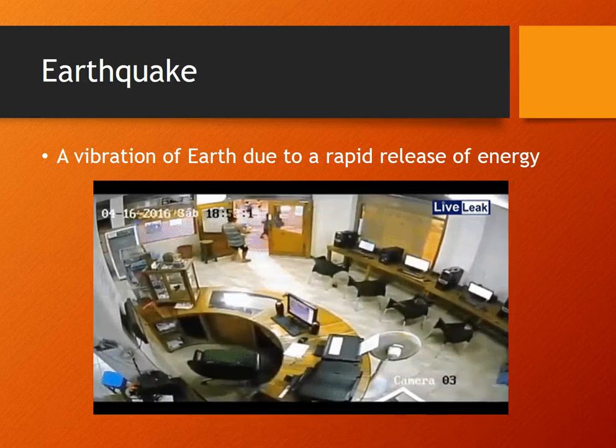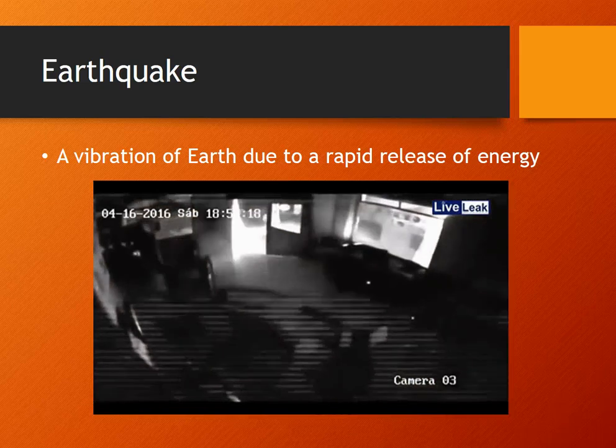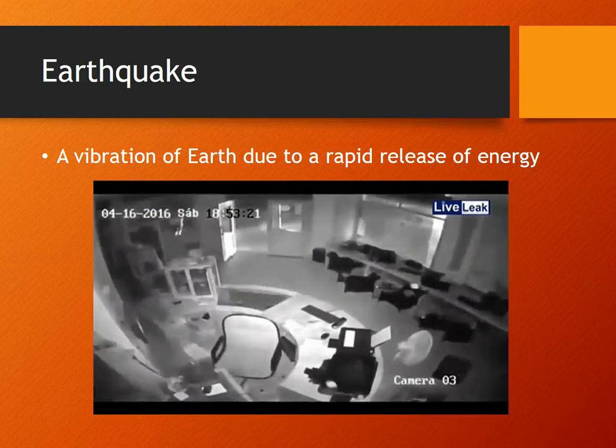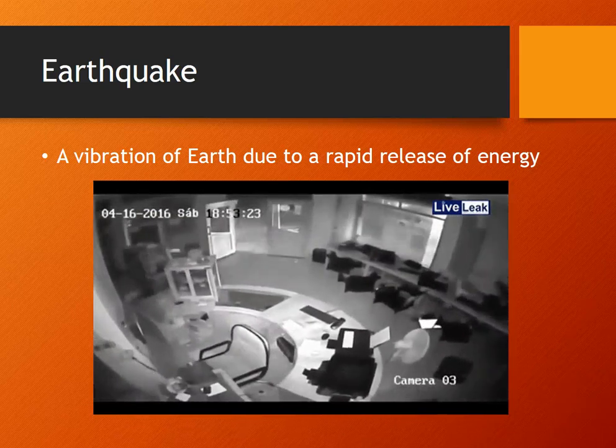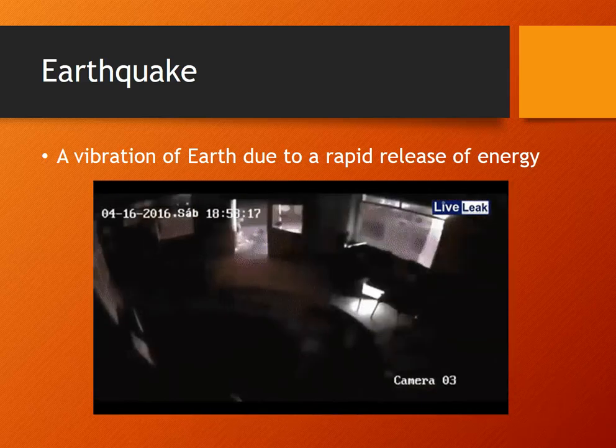And one of the big things that characterize an earthquake is this shaking. And you can see there's definitely a lot of shaking going on here. You can see there's a little bit, actually, when it very first starts, you can see the monitors moving. Then everything starts shaking a whole lot more.